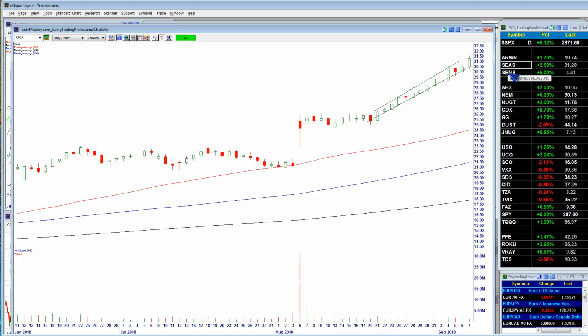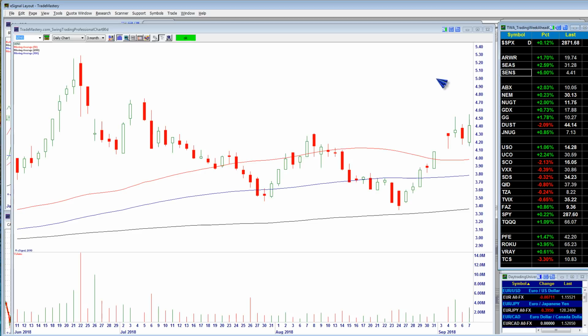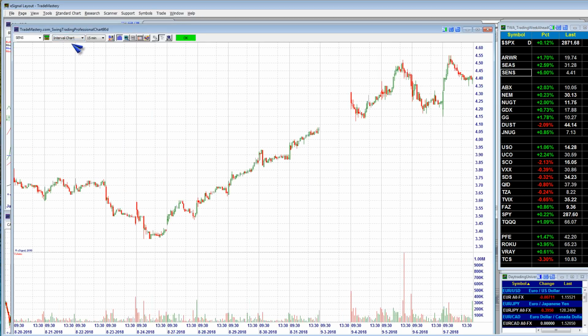Here's the last chart. Here is an inexpensive chart, SENS. For those of you who trade cheap charts, I thought this one might be one. I believe that's one of the small cap scans picks of the week, SENS.